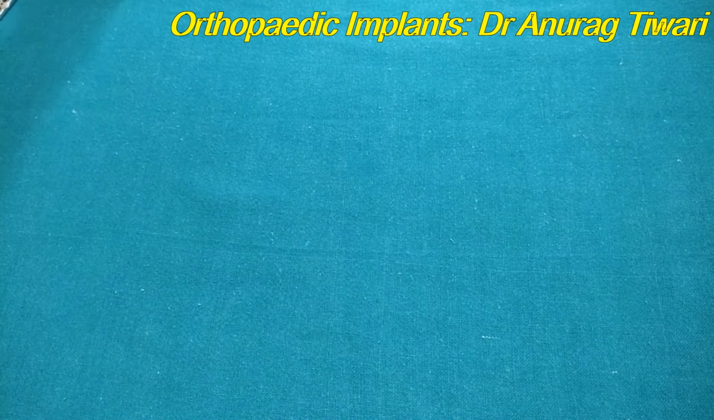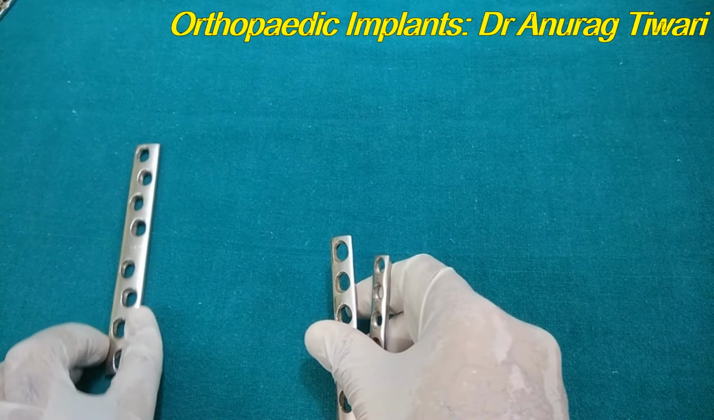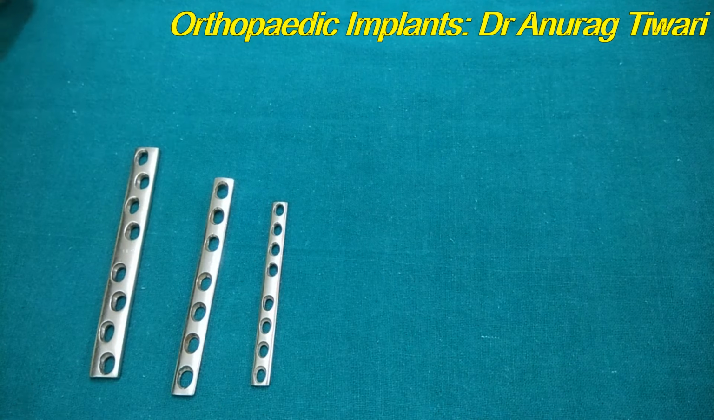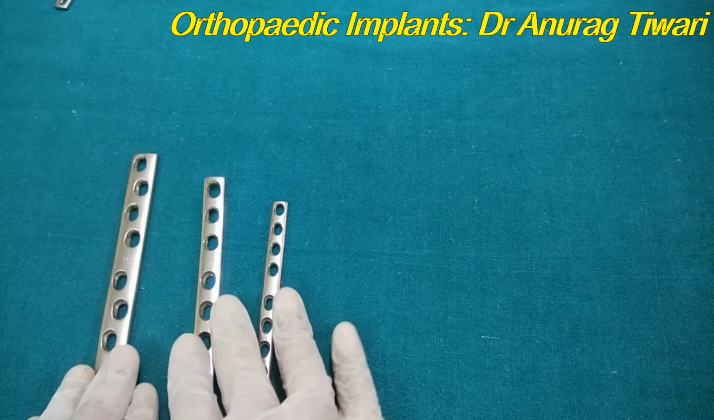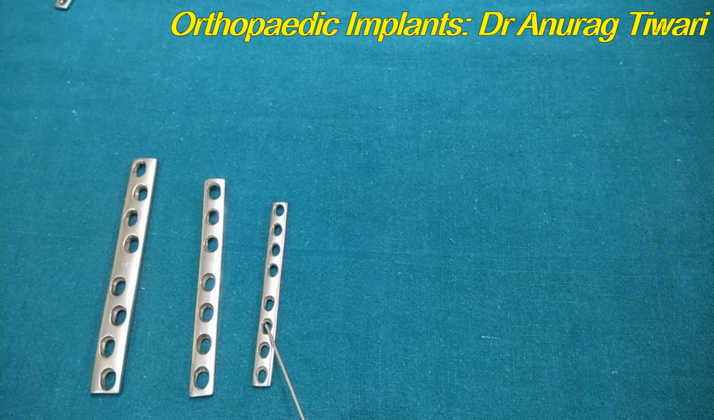plates. So the basic plate is the DCP. These are the varieties of the DCP. This is the broad DCP 4.5 mm. This is the narrow DCP 4.5 mm, and this is the DCP of 3.5 mm. We have two systems, the 3.5 mm screws and the 4.5 mm screws, based upon the diameter of the screw.